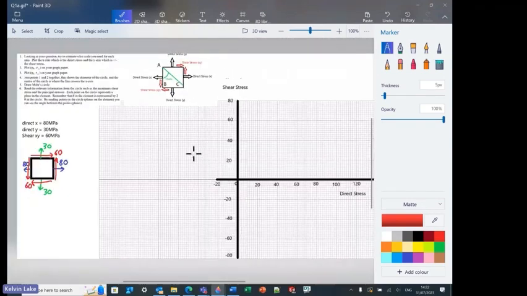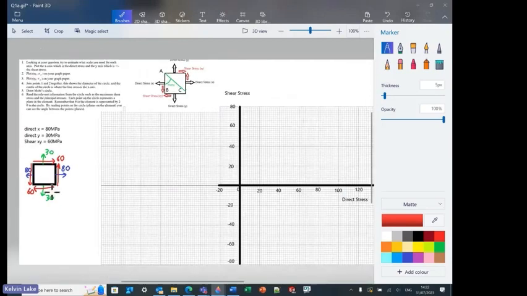You zoom out a little bit. Question number one, we've got our direct stress of 80 megapascals shown in the x direction, our direct stress of 30 megapascals shown in the y direction, and our 60 megapascal shear stress is clockwise in effect. And what that means is on the top surface, if we're going from left to right, that's a positive shear stress, 60 megapascals. So we've interpreted our question, we've extracted that information.